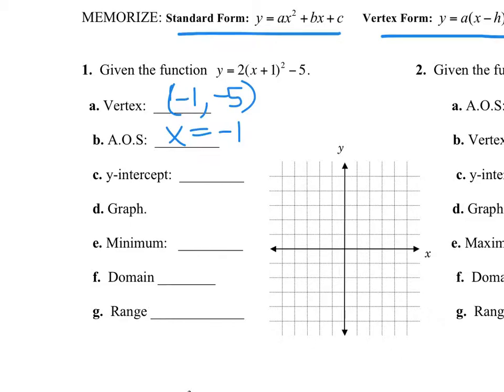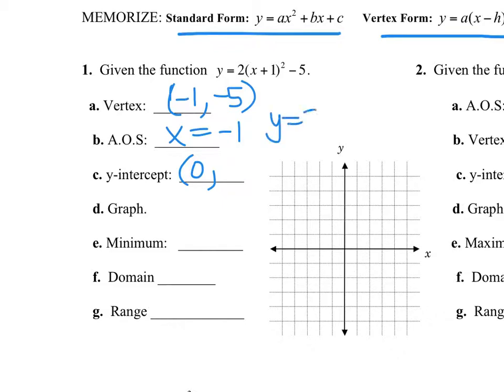The y-intercept. I'm going to get some people on this one. The y-intercept is not -5. And some people think it is because they see that as the last number. That only works for standard form. Can y be -5 when x is -1 and 0? No, it can't. Okay? So the y-intercept is found by plugging 0 in and solving.